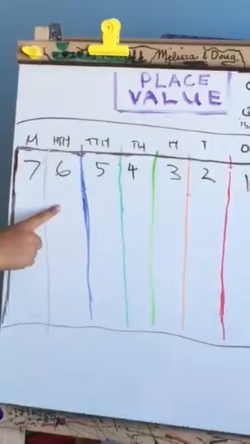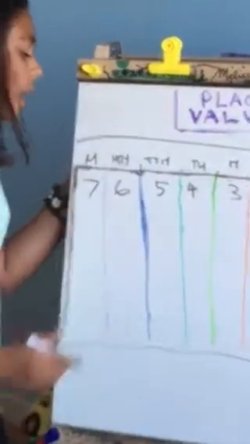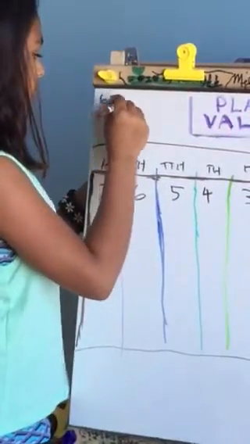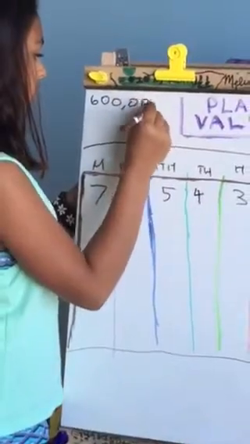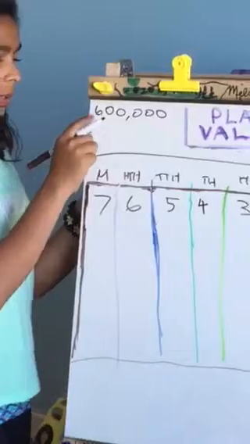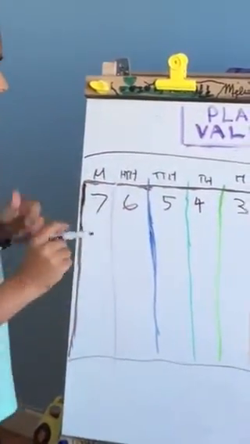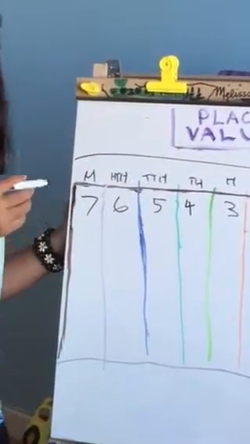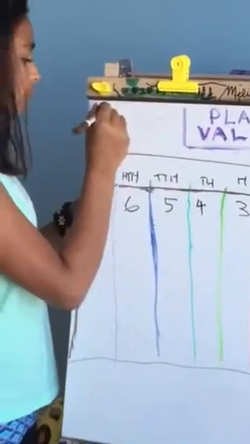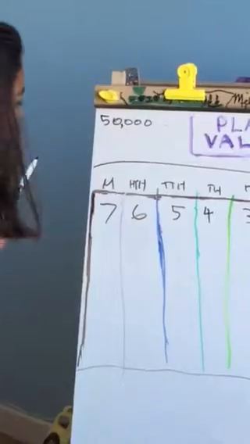This 6 represents 600,000. That's why it's in the 100,000 column. 6, 0, 0, 0, 0, 0. It's the first digit of this big number. 600,000. Now, this 5 represents 50,000. It's the first digit of that number. So 50,000. It's the first digit of 50,000.